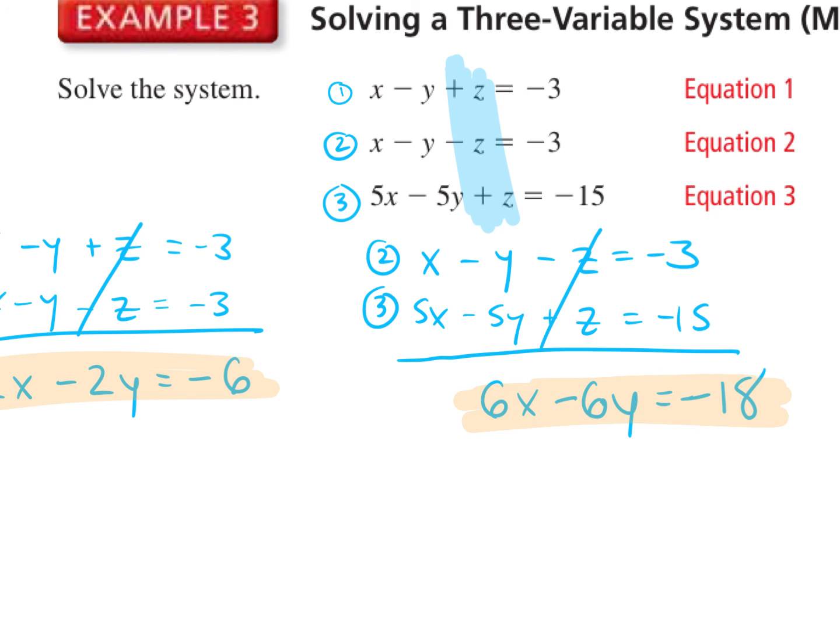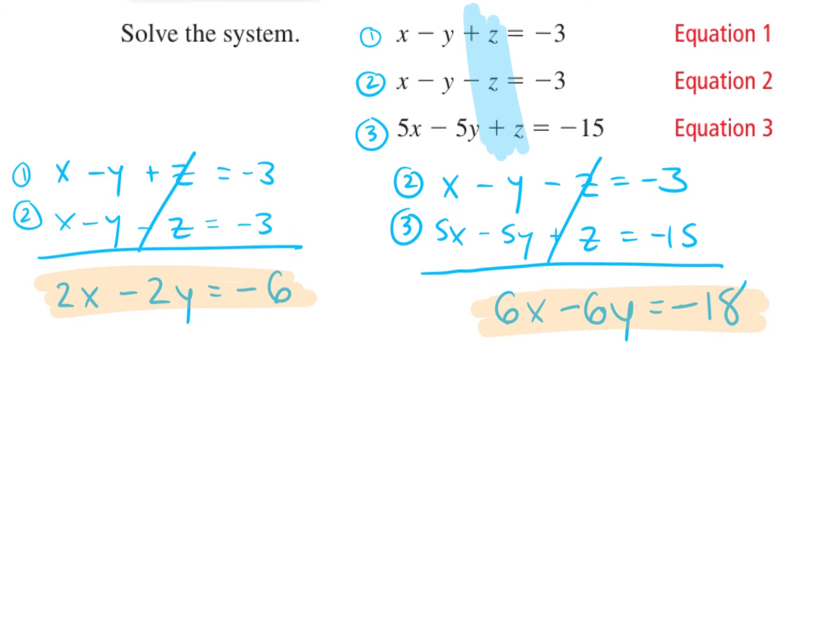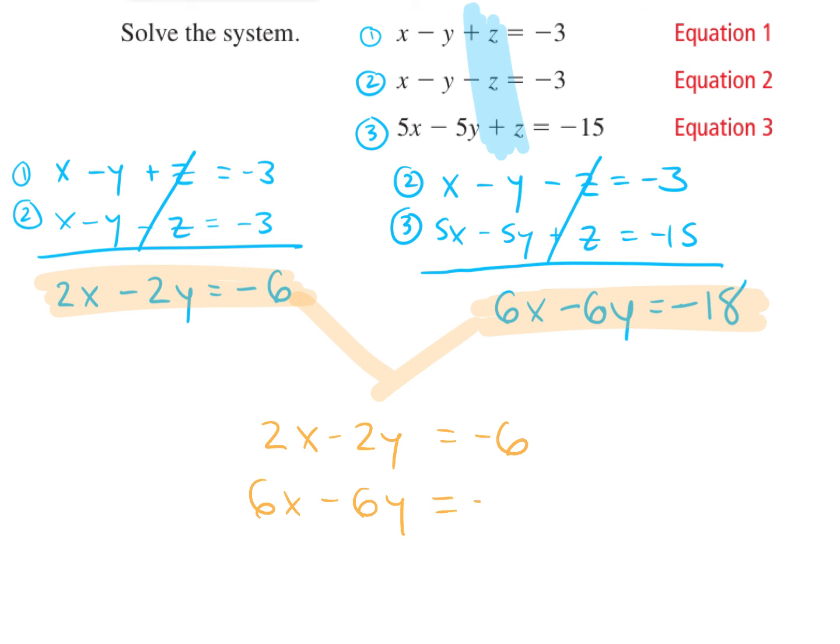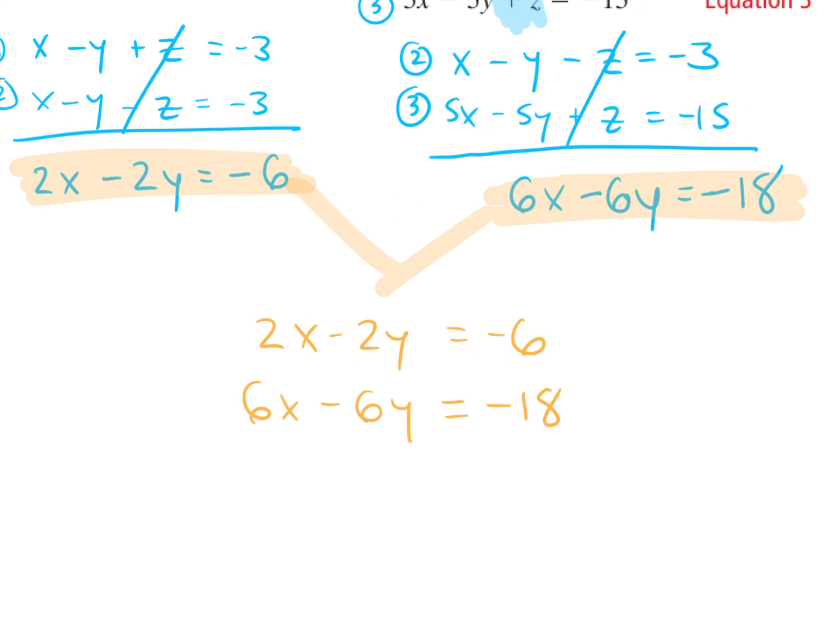So now I have two equations with two variables. What do I do with these? Combine them. So I'm going to put them together. So my first one is 2x minus 2y is equal to negative 6. My second one is 6x minus 6y is equal to negative 18. What do I need to do now? I need to combine. I need one of my variables to cancel.